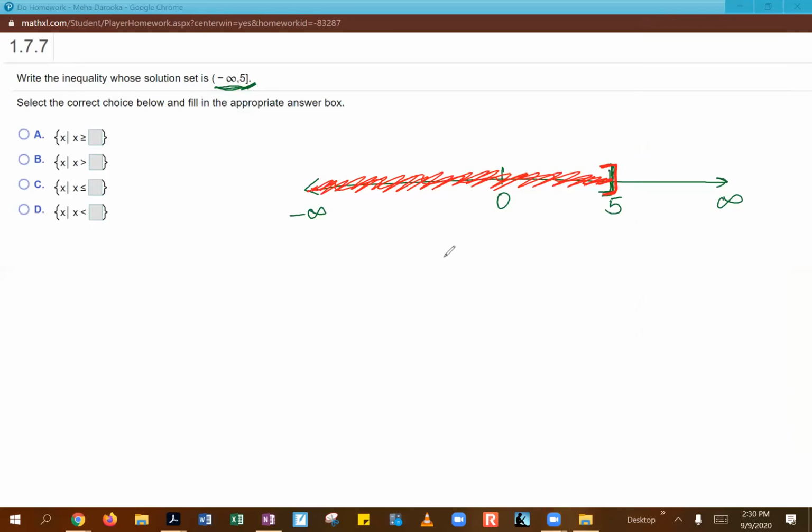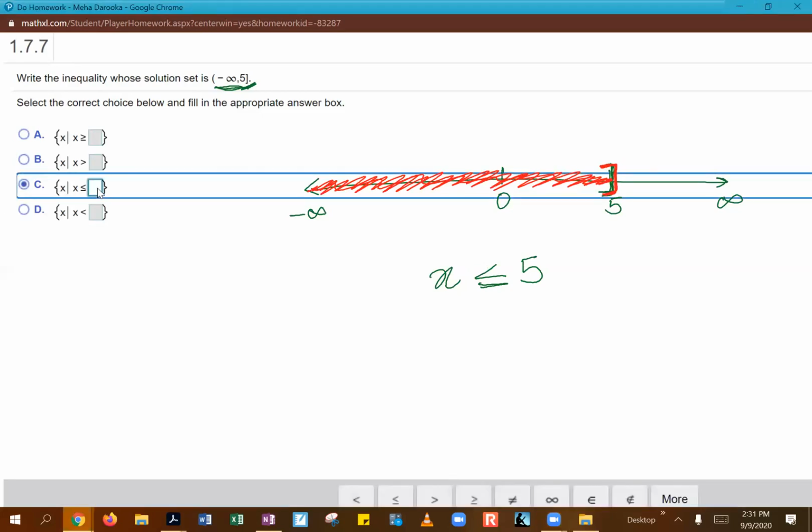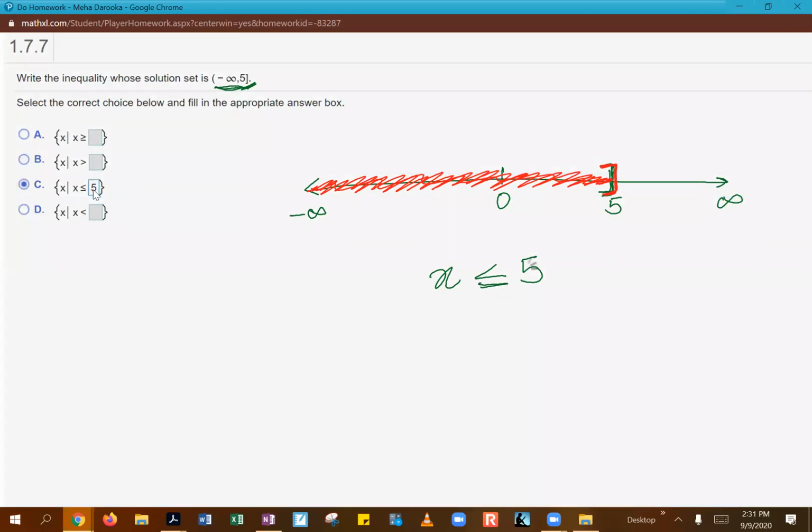So the idea is we are saying that our X variable, since you are looking at the left-hand side part of the number line being shaded, that's definitely going to be the less than. And since we have the bracket on our number 5, that tells us we are also using the equal to symbol. So that is going to be X is less than or equal to number 5. So yeah, very nice. You will be picking option C as your answer and then just typing in 5. And there we go.